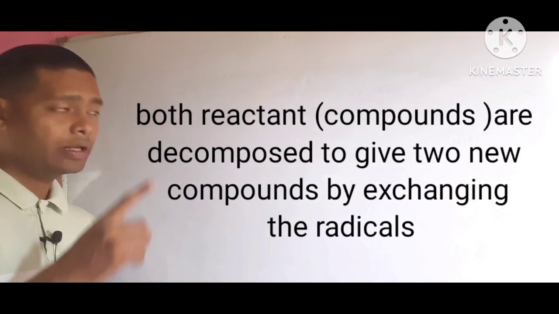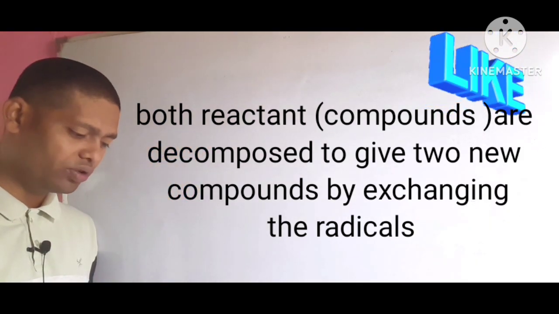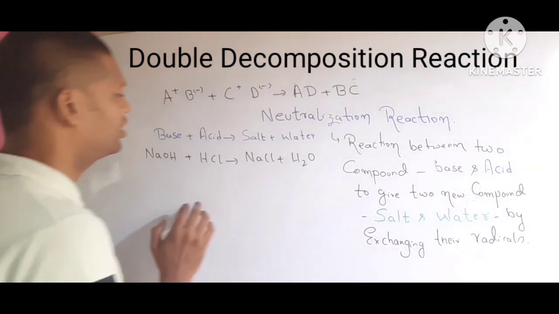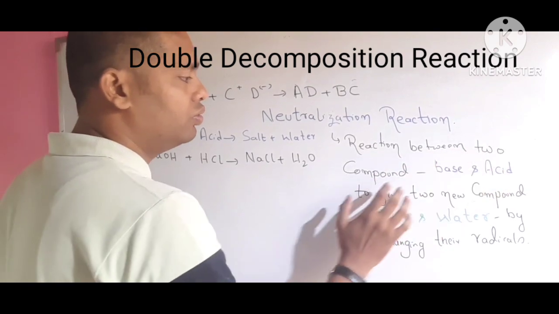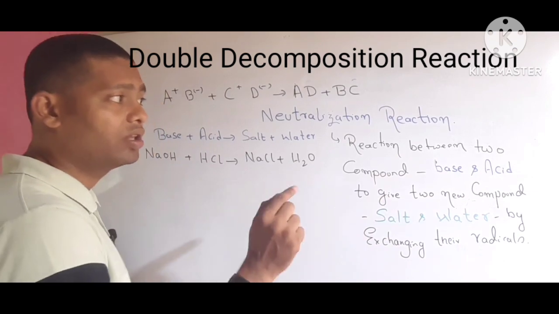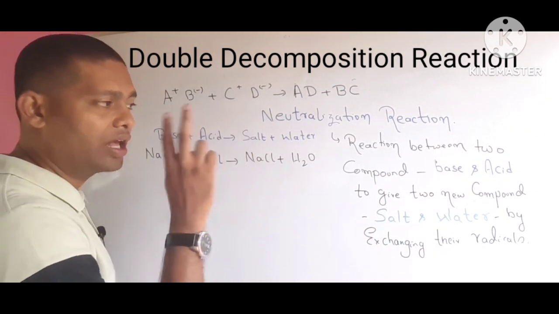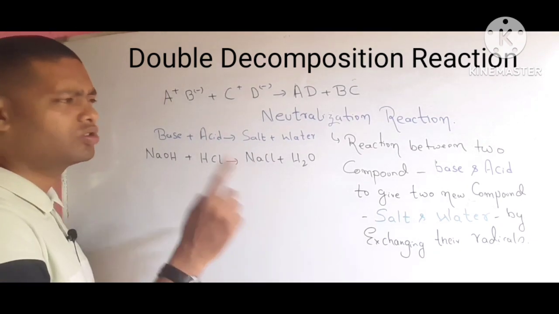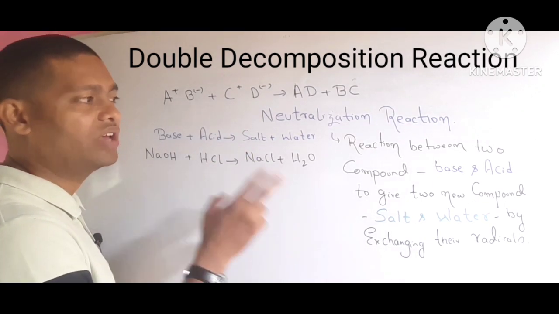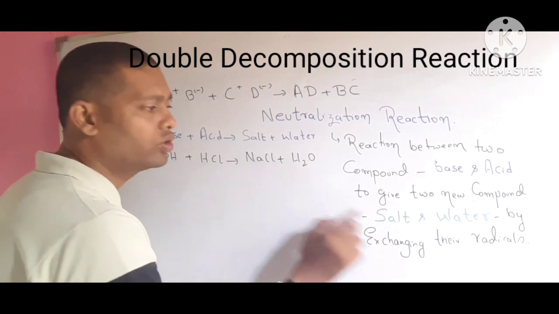We are going to get two new compounds on the product side by exchange of their radicals only. We know this one. Now in this neutralization reaction, what is happening? A reaction between two compounds, but the compound is now not a salt. In the previous case, the precipitation reaction, there were two salts on the reactant side, and on the product side also we are getting two salts. They may be soluble or insoluble, it doesn't matter, but in every case of precipitation reaction we have salts. But in this case we have a base and an acid as reactants, and we are going to get salt and water.